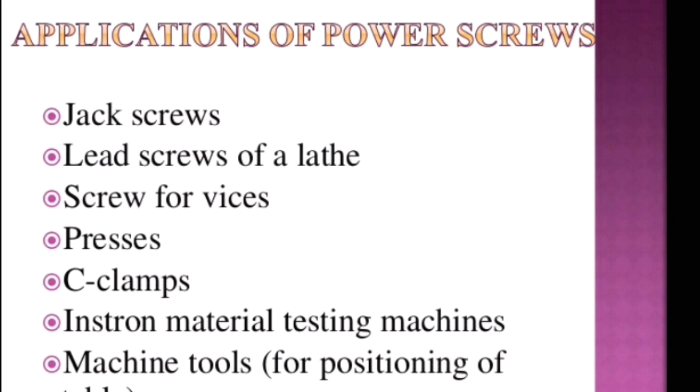Next we are going to discuss applications of power screws. They are widely used in jack screws for the purpose of lifting weights, and next, in the lead screws of lathes. In lathe machines we also prefer power screws. The third is screws for vices, like bench vices, presses and C clamps, and in material testing machines power screws are also used. And finally, in machine tool applications for positioning of tables. These are the wide applications of power screws.